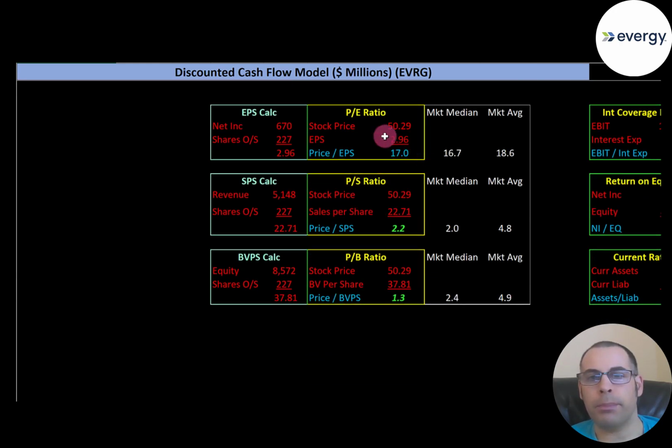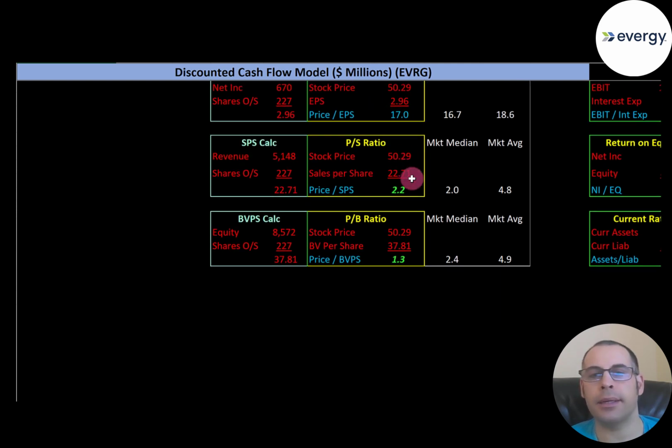They don't have such a good PE. The median for the market is 16.7, the average is 18.6. PE is stock price over earnings per share. To calculate earnings per share, that's net income over shares outstanding. I like to see below 15, they're at 17, so investors are paying $17 for $1 of earnings.